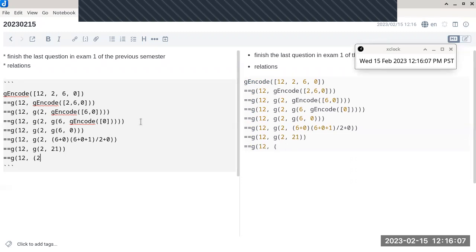So that would be 2 plus 21 times 2 plus 21 plus 1. The whole thing divided by 2 plus 21. And if you are wondering how I get this expansion here, I'm just expanding G. That's what G is. Are we still doing okay so far with this?